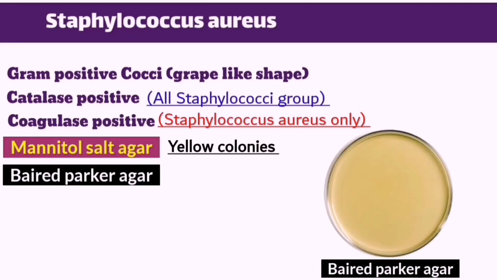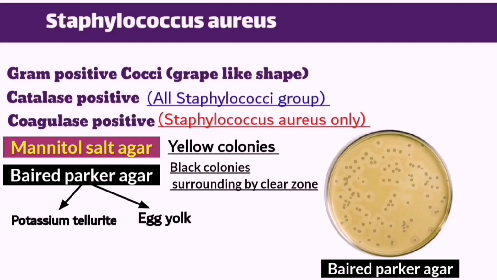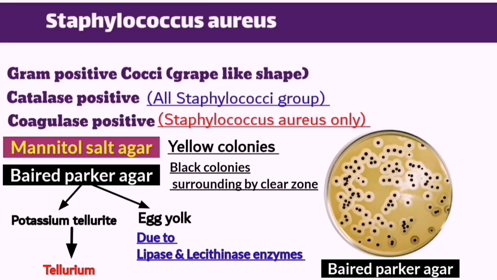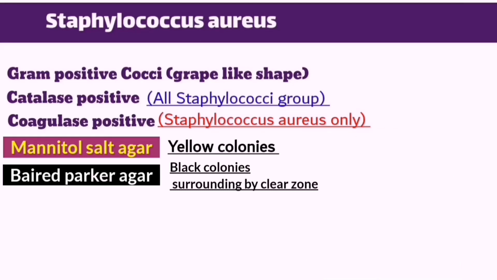Baird-Parker agar is another selective media for the isolation and identification of Staph aureus because it contains potassium tellurite and egg yolk. On this media, Staph aureus produces black colonies with clear zones surrounding them. The black colonies are a result of the reduction of potassium tellurite into tellurium, while the clear zones are due to the ability of Staph aureus to produce lecithinase and lipase enzymes that utilize egg yolk lipids.